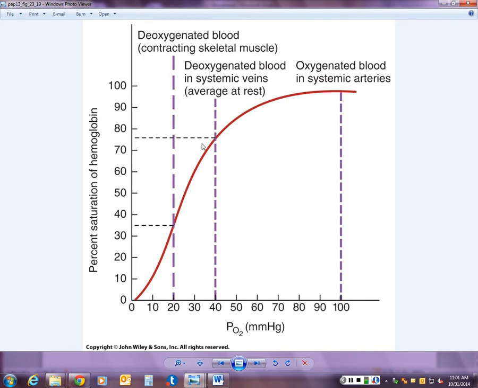Well, this isn't such a bad thing because within the human body, the PO2 within the tissues or at the systemic level is going to be lowered. So when that PO2 decreases, it would ultimately indicate a need to release the oxygen. So as the PO2 decreases, hemoglobin's affinity for oxygen will also decrease.